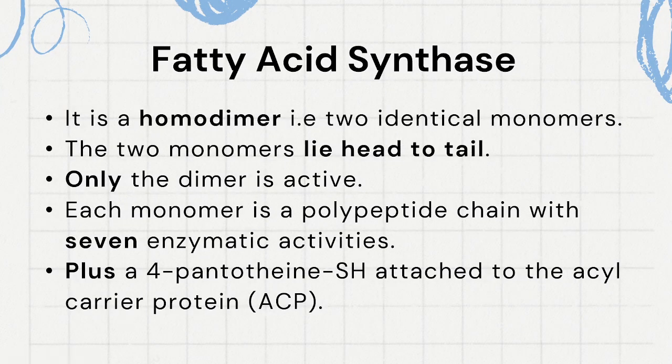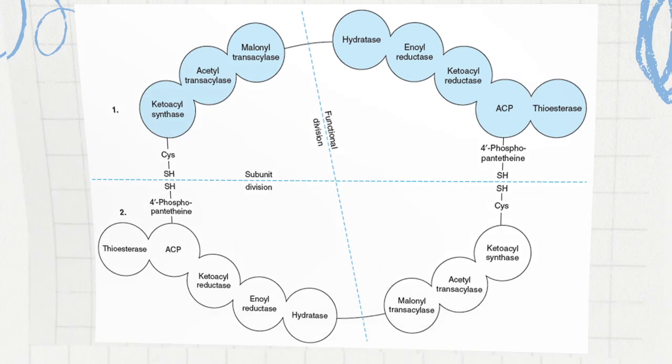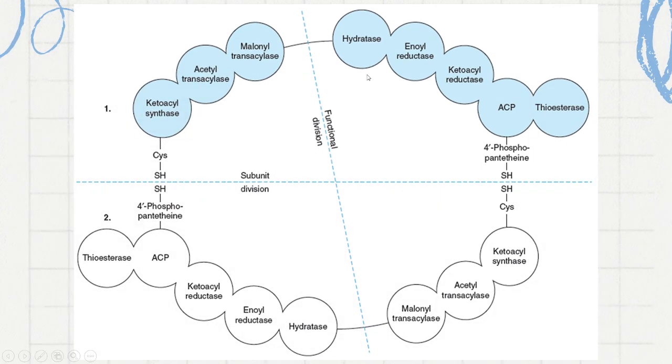Fatty acid synthase is a homodimer. It contains two identical monomeric units. The two monomers slide head to tail. So this blue one here contains the 7 catalytic activities, and lies in the opposite direction, head to tail, with the second monomer shown here in white. It contains 4-phosphopantetheine, the active form of vitamin B5, as well as cysteine.